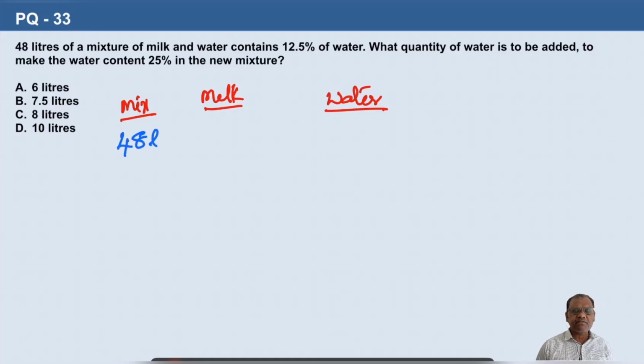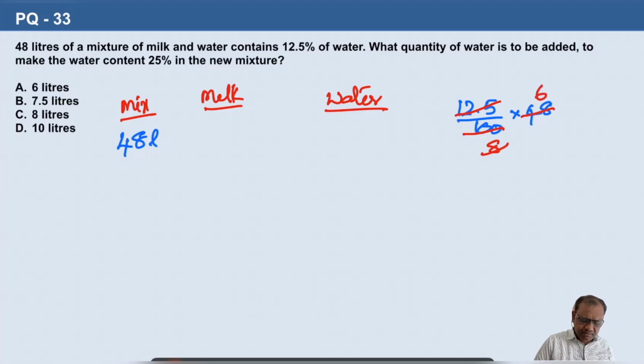In this, 12.5% is water. So what is 12.5% of 48? Simplify. 12.5 eights are 100. 8 sixes are 48. So we have 6. 6 liters is water. So remaining will be milk. 48 minus 6, that is 42. 42 liters is milk.